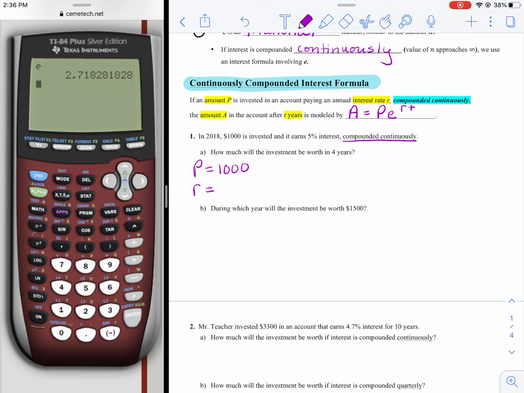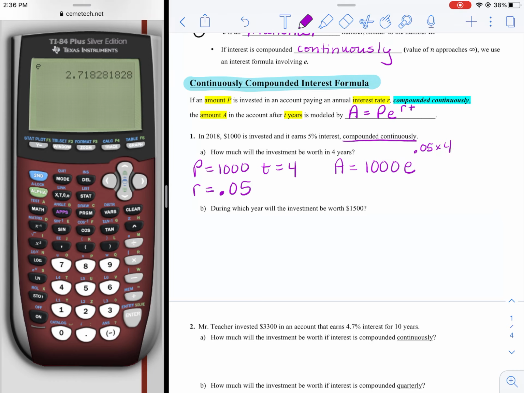Okay, e is not a variable, that's a number. We're going to use our calculator for that. r is 5%, so we're going to write that as 0.05. And then t is 4 for 4 years. So all we have to do is put that together using the equation.